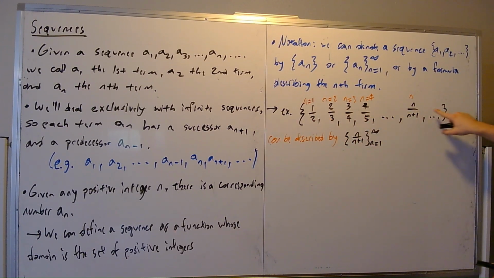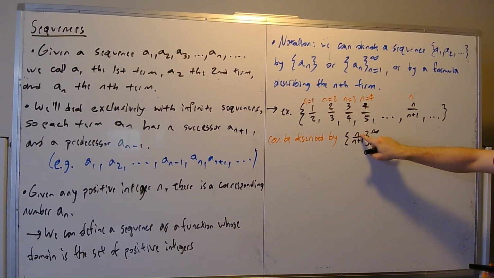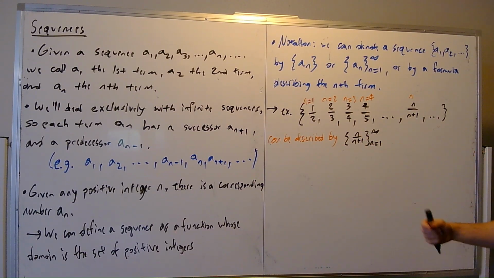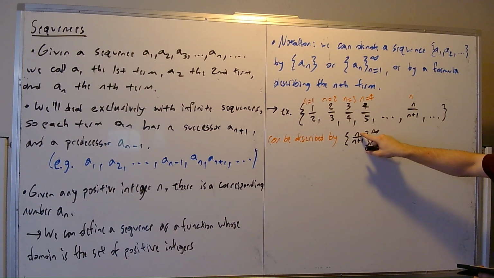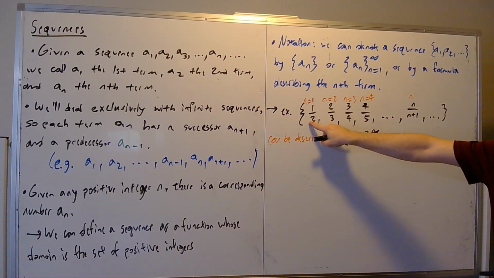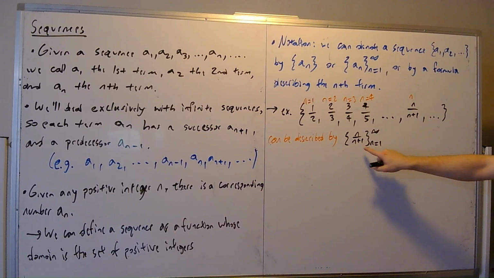Writing out this list of numbers is the same thing as just writing this, because it's understood that the way you get each entry is you plug in the number of which term it is. So let's say you have the first term, you plug in 1 for n. That would be 1 over 1 plus 1, and that's how you get the first term. And you just use this formula to find all the terms. So this means the same thing as this.